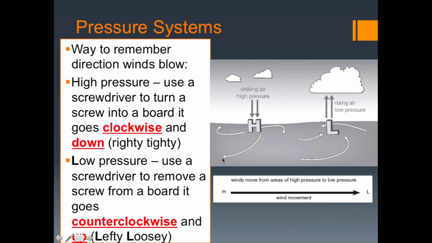So a way to remember the way the wind blows is high pressure, use a screwdriver to turn a screw into a board. You go clockwise because it's righty-tighty. Low pressure, you use a screwdriver to remove a screw on a board. It's lefty-loosey. So really I'm just trying to stick with the L's over here. So low pressure goes counterclockwise because it's lefty-loosey, LL. And then just the opposite for high pressure. So do draw these pictures here.